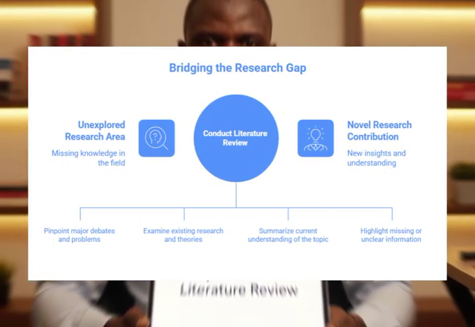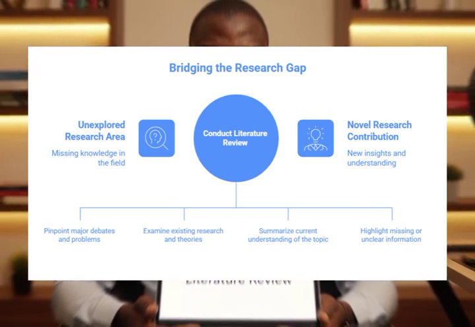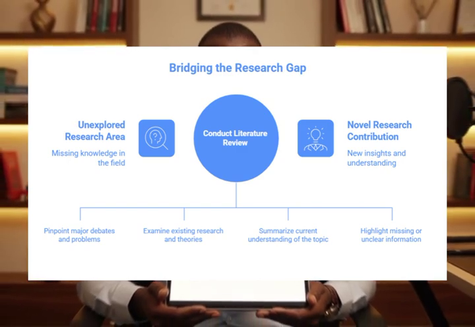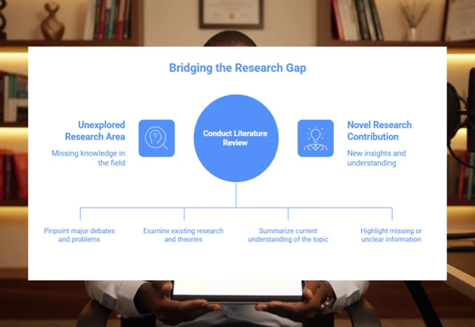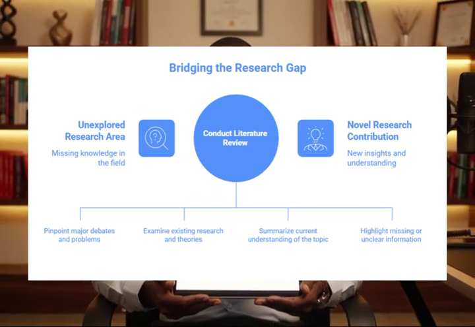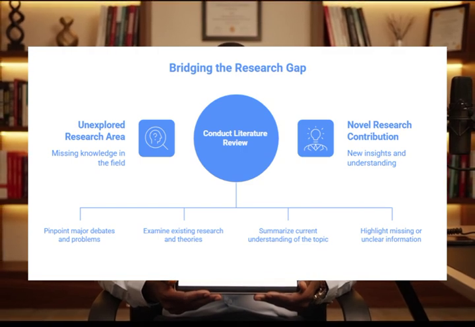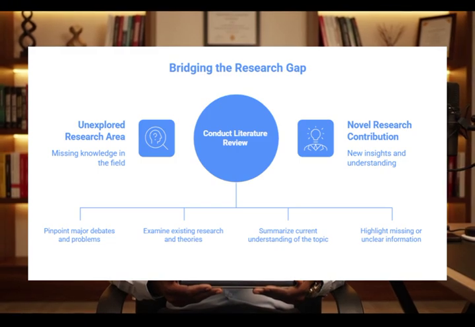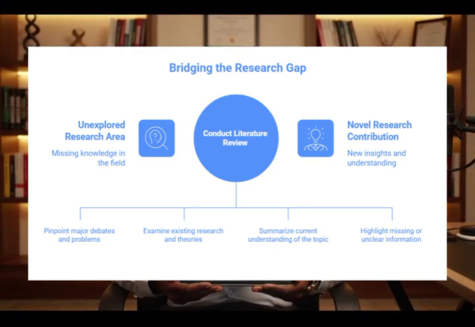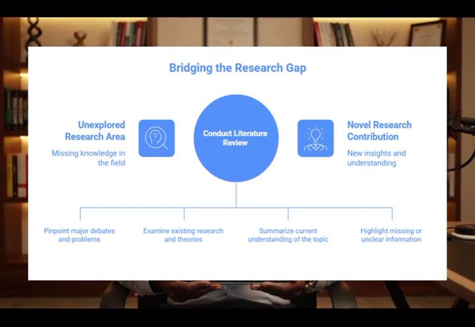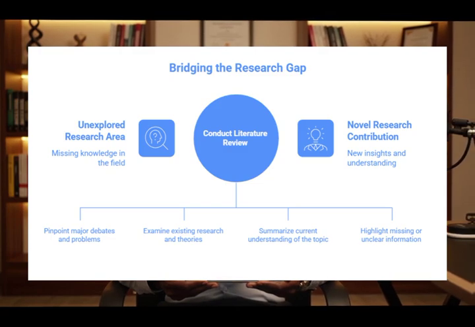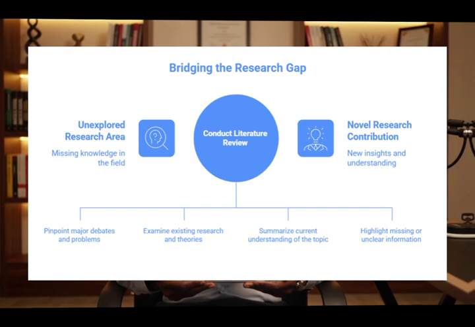Chapter 2. Literature Review. The literature review builds the intellectual background of your research. It demonstrates that you understand the field and know where your work fits. Key elements include key challenges in the field, major debates, problems, or unresolved issues, previous studies and theories, what has already been investigated, established findings, what is already known, research gap, what is missing, underexplored, or unclear, and novelty of your work, how your study contributes something new.